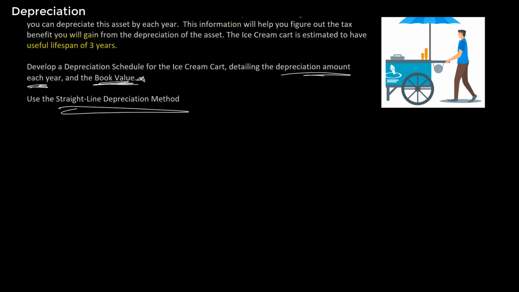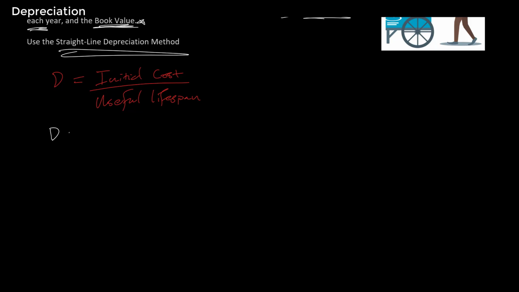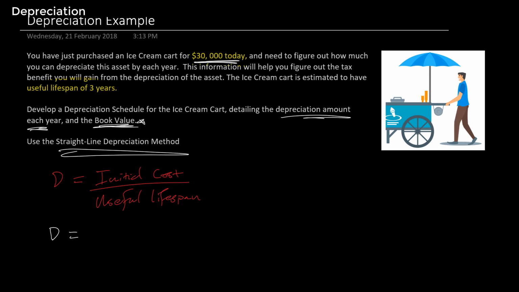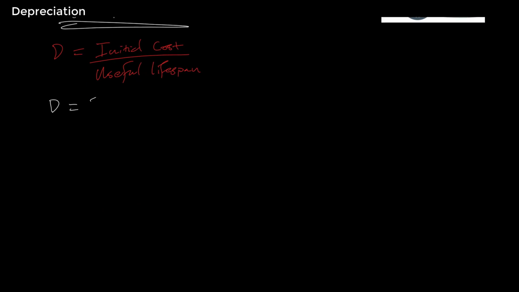Okay, and the depreciation amount each year for this particular asset will be the same because we're using the straight line method. So as you all know, depreciation is equal to the initial cost divided by the useful lifespan. So the depreciation for the ice cream cart is equal to its initial cost, which is $30,000, divided by its useful lifespan, which is 3 years. 30,000 divided by 3 gives you a depreciation of $10,000 per year.